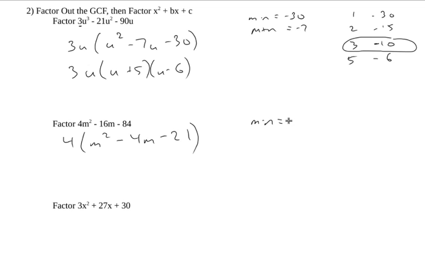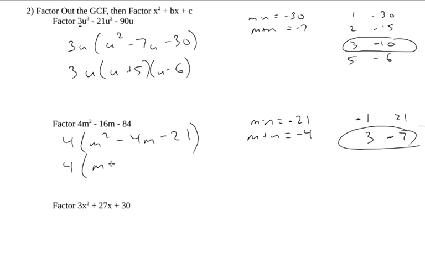I want two numbers whose product is negative 21 and whose sum is negative 4. So to get 21, I could do 1 and 21. I could do 3 and 7. That's it. I want the product to be negative, so I want one of the two numbers to be negative. You can see if I throw it on the first one of these, the sum here is positive 4. But I'm actually looking for a negative 4. So really what I should have done is throw it on this second one. Instead of throwing it on the 3, I should have thrown it on the 7. So that pair right there is the pair I'm looking for. So this becomes 4 times m plus 3 times m minus 7.